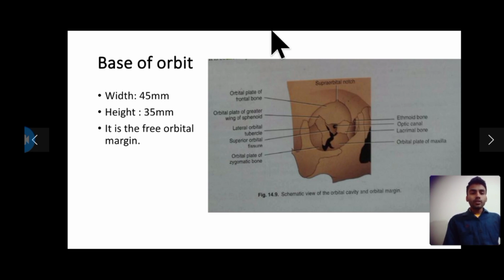Okay, so this base of the orbit, or this free orbital margin, can be divided into 4 categories based on the anatomical position. This is the superior orbital margin, this is the inferior orbital margin, this is the medial orbital margin, and this is the lateral orbital margin. Okay, so this superior orbital margin is formed by the frontal bone, and you can see that in the superior orbital margin there is a supraorbital notch. So this supraorbital notch contains the supraorbital artery and nerves, and 10 millimeter medial to this supraorbital notch there is the supratrochlear groove, which contains the supratrochlear artery and supratrochlear nerve. Okay, now this inferior free orbital margin is formed mainly by the maxillary bone, also the zygomatic bone. Okay, so this is all about the base of the orbit.